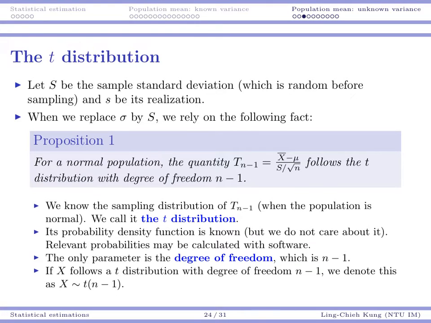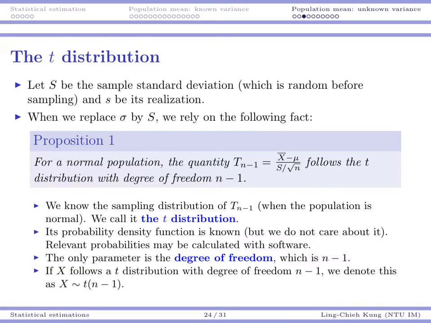When we replace sigma by S, we have the following theorem. Suppose our population is normal. Then this particular quantity would follow a t distribution with degree of freedom n minus 1. Okay, so now we have a lot of technical terms. Let's explain them one by one.